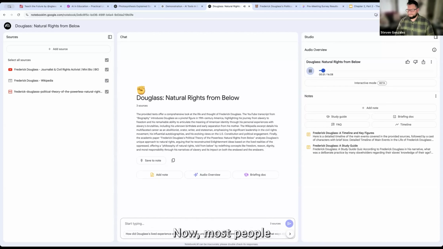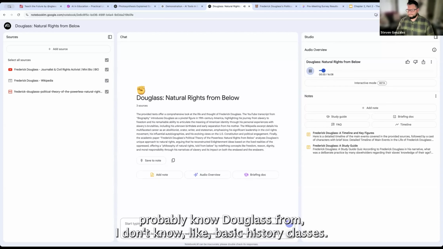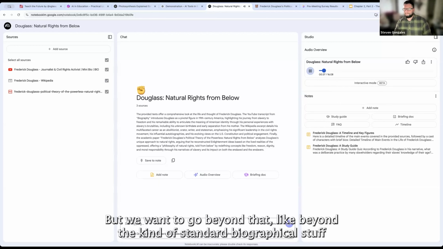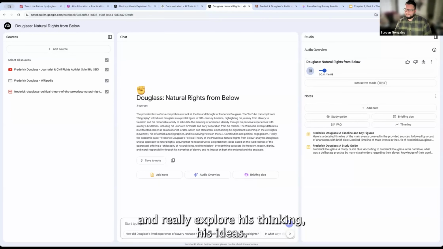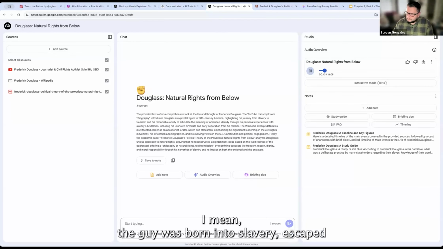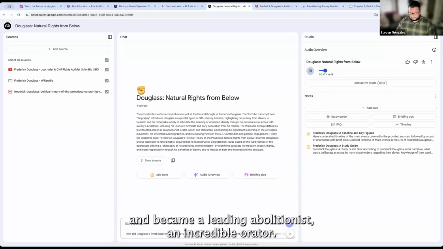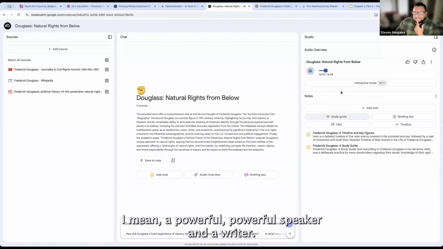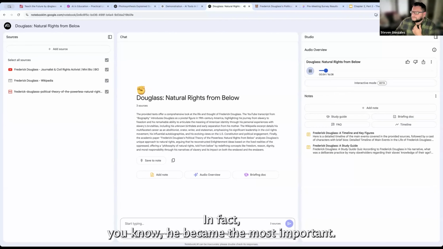Oh, absolutely. Now, most people probably know Douglass from, I don't know, basic history classes, right? But we want to go beyond that, beyond the standard biographical stuff and really explore his thinking, his ideas. I mean, the guy was born into slavery, escaped, and became a leading abolitionist, an incredible orator. A powerful, powerful speaker and a writer, just an amazing figure. In fact, he became the most important.